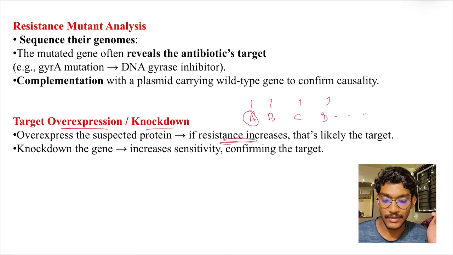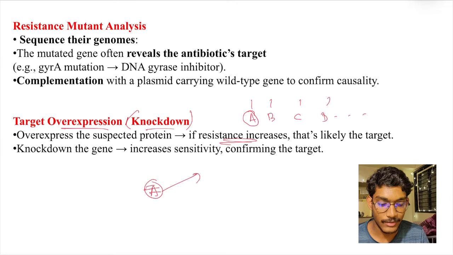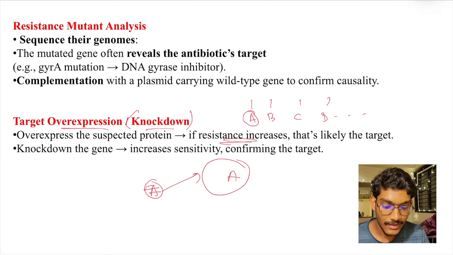So if by overexpressing that particular protein we get a resistant phenotype, then we can infer that it is the target of that particular drug. And by knockdown, by reducing the amount of protein A, if the bacteria becomes more sensitive to the drug, then also we can tell that protein A is the target of that particular antibiotic. So initially this was the amount of protein A, and by overexpression we are increasing the amount of protein A, and by knockdown we are decreasing the amount of protein A.